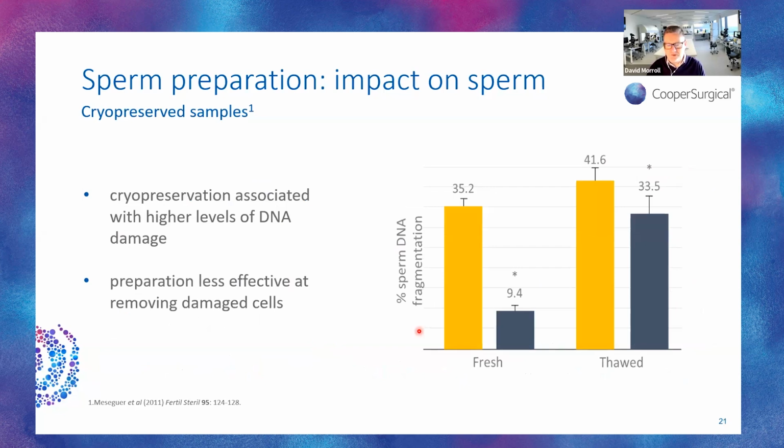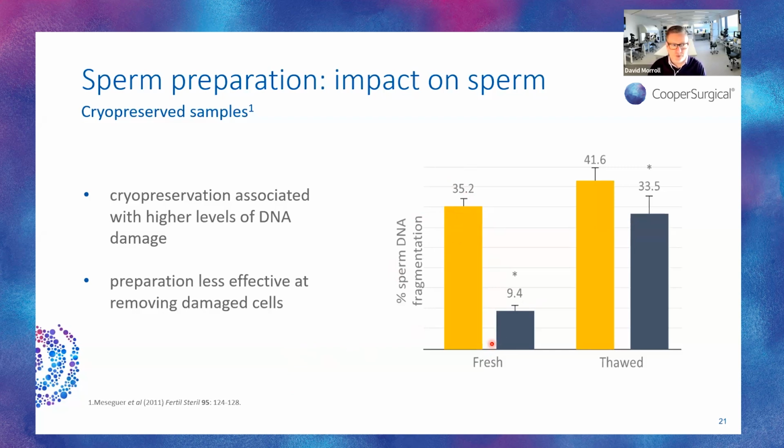The first caveat, and this is a paper by the IVI group, Meseguer and colleagues, from quite a number of years ago, where they were actually looking at the relationship between outcomes and oocyte quality in egg donation cycles. But interestingly, as a side effect, what they found was that when they looked at sperm DNA fragmentation after swim up, you can see the usual thing, that the sperm DNA fragmentation in the raw sample is relatively high, and it's drastically reduced after the swim up.